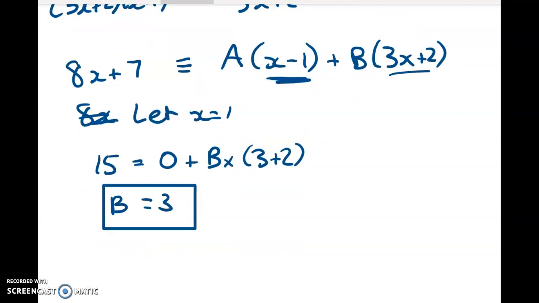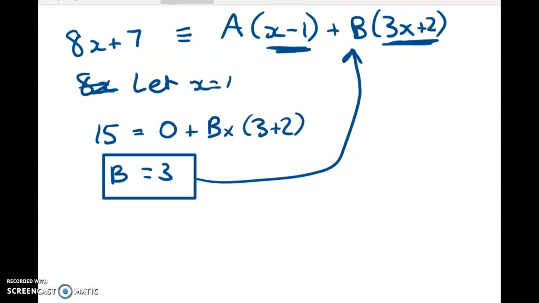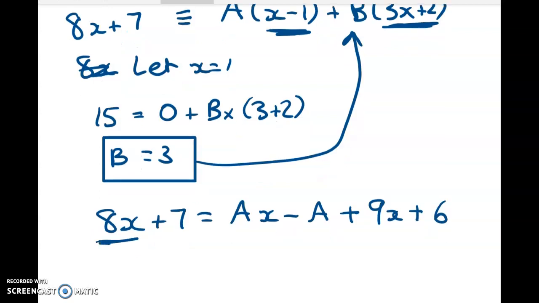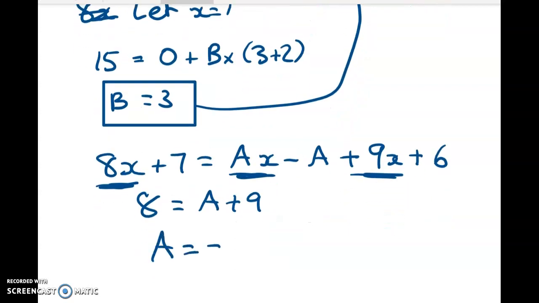Okay, now I can either substitute in negative 2/3, or I can put that in there and then do some matching. So I think with this one I'll do matching just to make sure you've seen it recently. So what do I have now? 8x plus 7 is equal to ax take away a plus 9x plus 6. Right, so let's have a look at that. Well, we've got 8x is equal to ax plus 9x, so 8 is equal to a plus 9, and that gives me a equals negative 1.